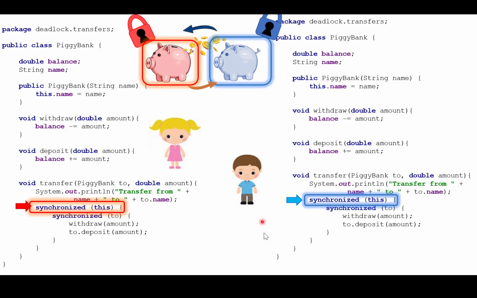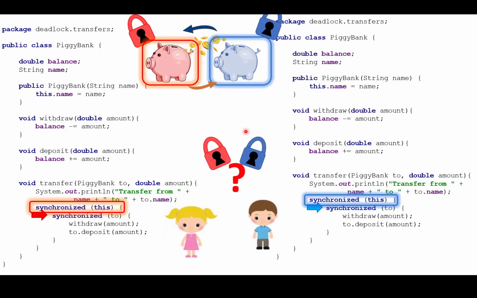Now, they both want to synchronize the other one, but as we know, only one thread can own a lock at a time. So Susie owns the red lock here. She wants to also own the blue lock, but that's already owned by Brian. And so they're both waiting until the other piggy bank releases its own lock. Right? So they're both stuck here. Susie is waiting for Brian to unlock, and Brian here is waiting for Susie to unlock.